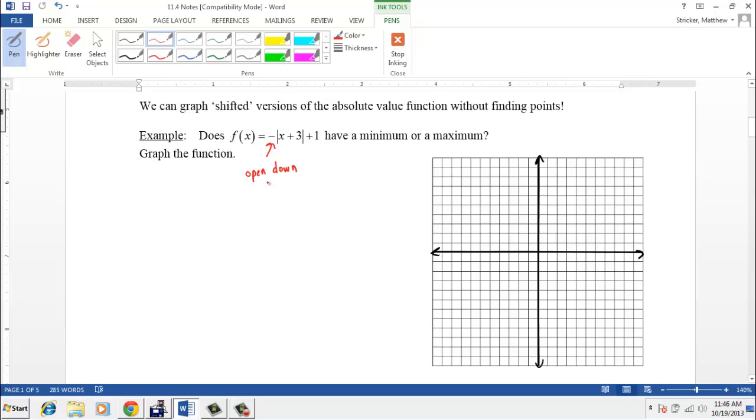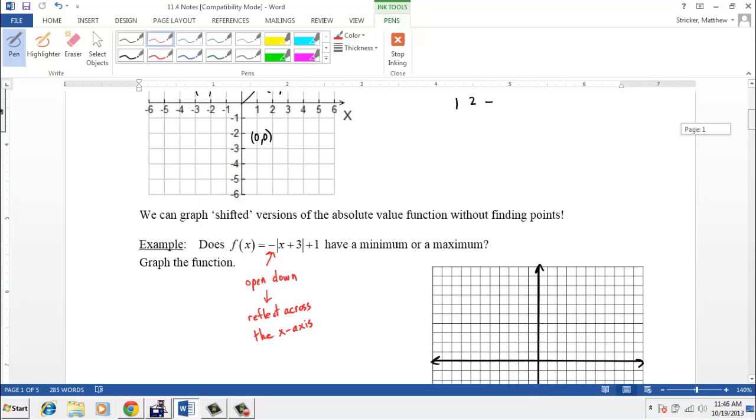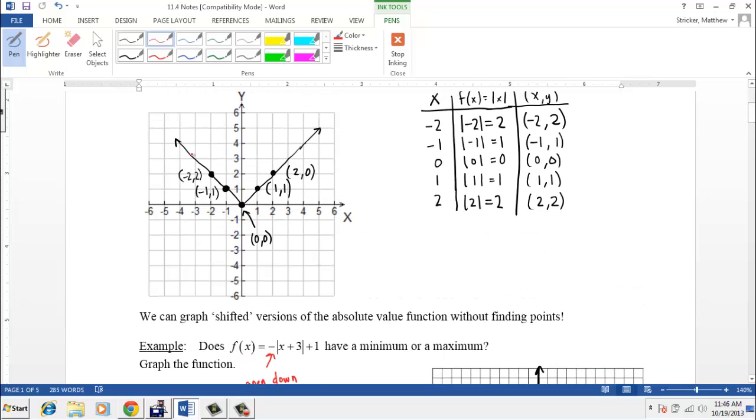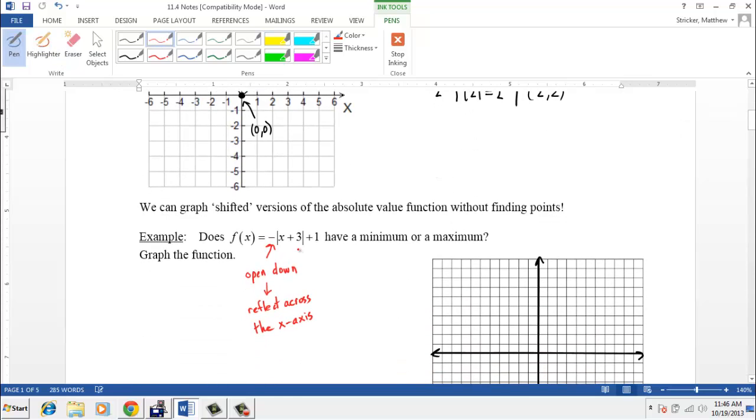Now another way to say open down is we could say that it reflects across the x-axis. In other words, if we took this V shape and we reflected it across the x-axis, it would open down. It would be a V that opened down. We also know that x's, remember what we said? X's, we do the opposite here. X's are liars, so this means left 3, and this means up 1.